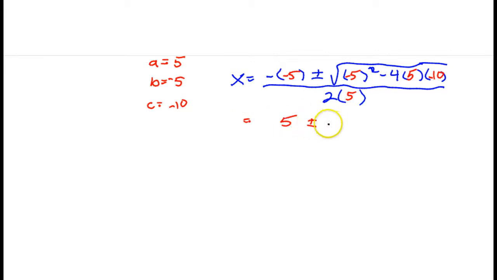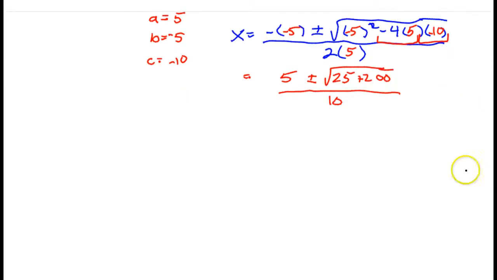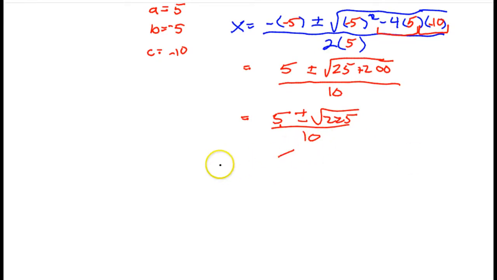5 plus or minus the square root of 25 plus negative 4 times 5, which is negative 20, times negative 10. So we have 5 plus or minus the square root of 225, over 10. The square root of 225 is 15. So we get 5 plus 15.